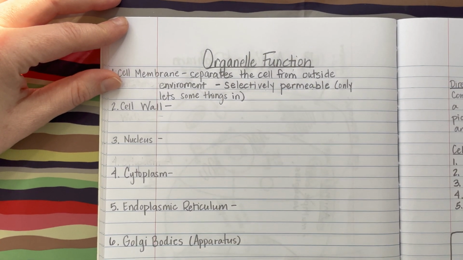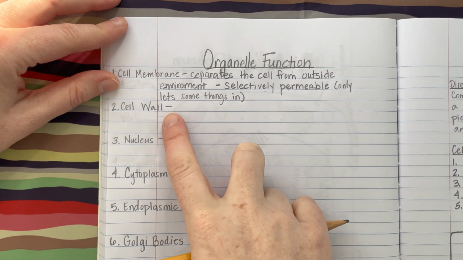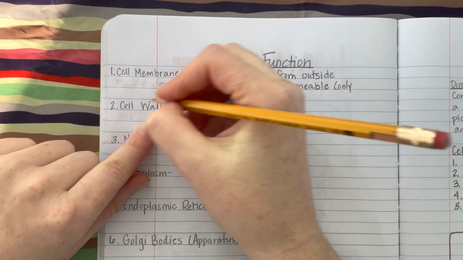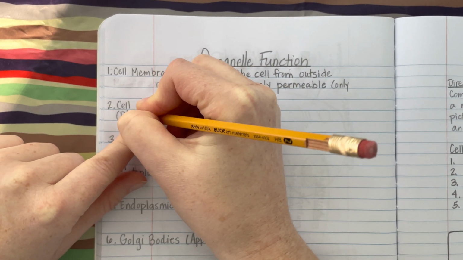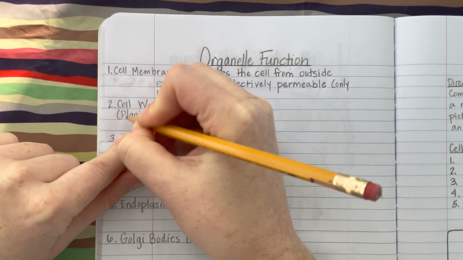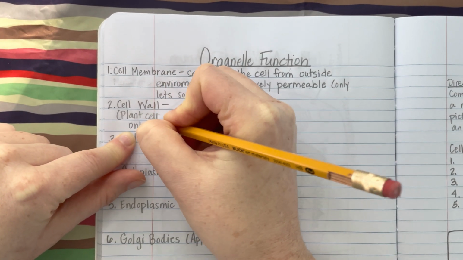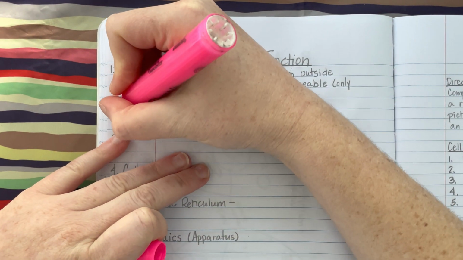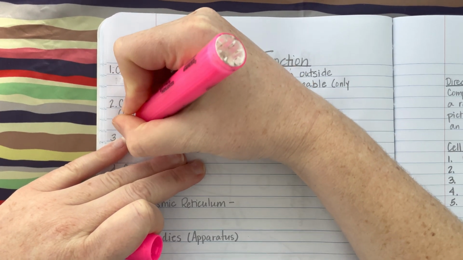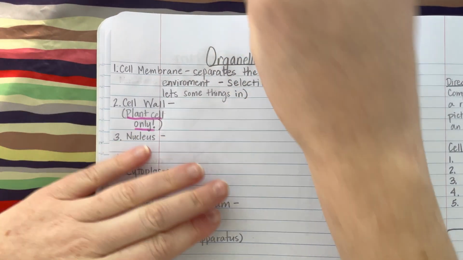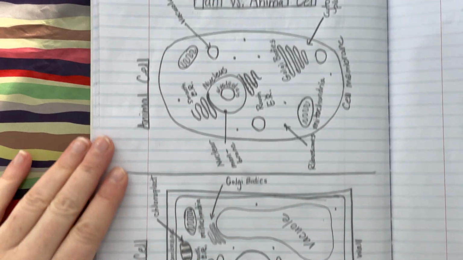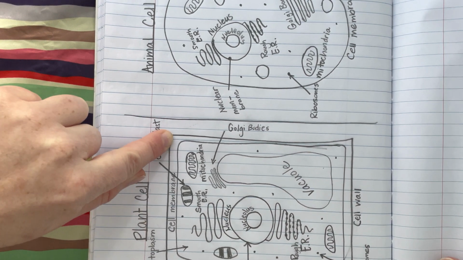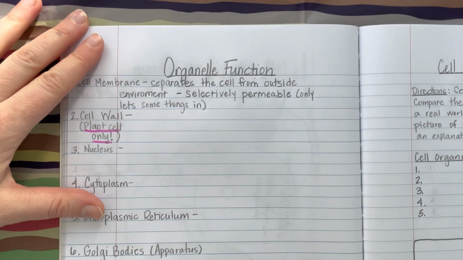The cell wall is only on plant cells, so I'm going to make a note of that. Plant cell only. And you might even want to underline that. It's a key component. The cell wall surrounds the plant cell here. It is an outer wall only on the plant cell that gives it its shape. And it provides additional support.